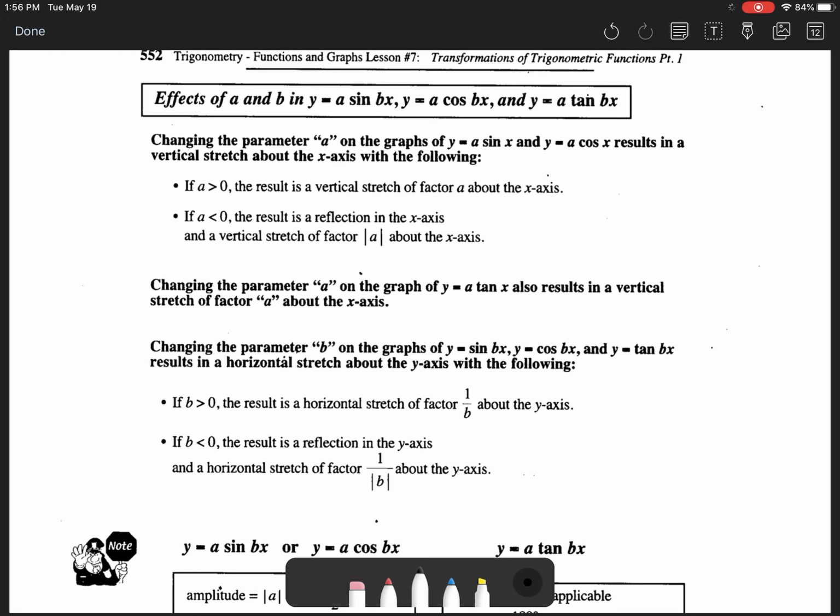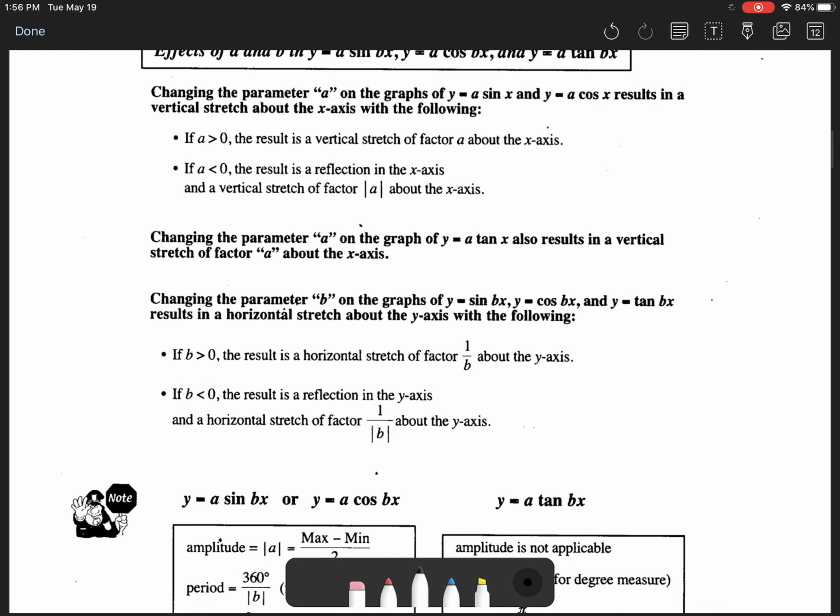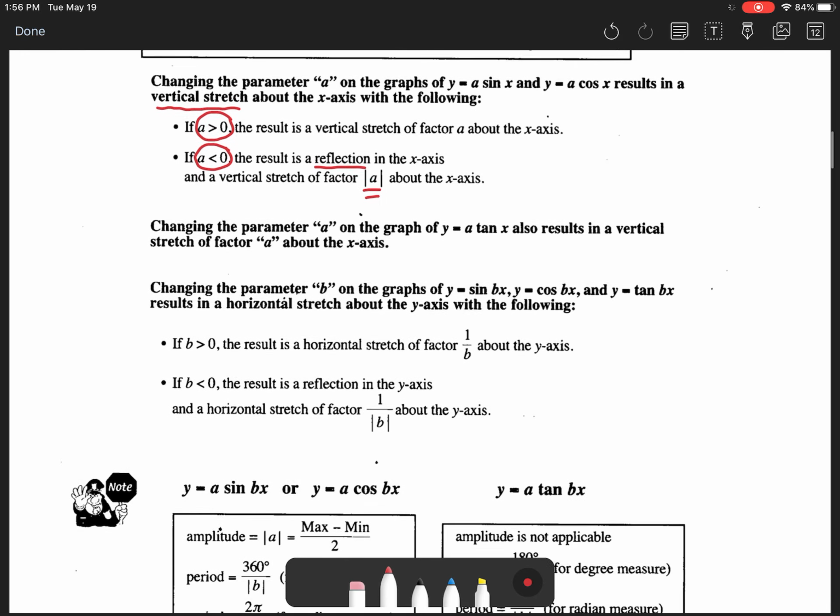So here we talk about A, which is your vertical stretch. A is your vertical stretch. If A is bigger than 0, remember that just means positive, so you just have a vertical stretch. If A is less than 0, which means negative, then there's also going to be a reflection, and the stretch would be by the absolute value of A. So just don't worry about the negative when you're stretching it. The negative just refers to the reflection.